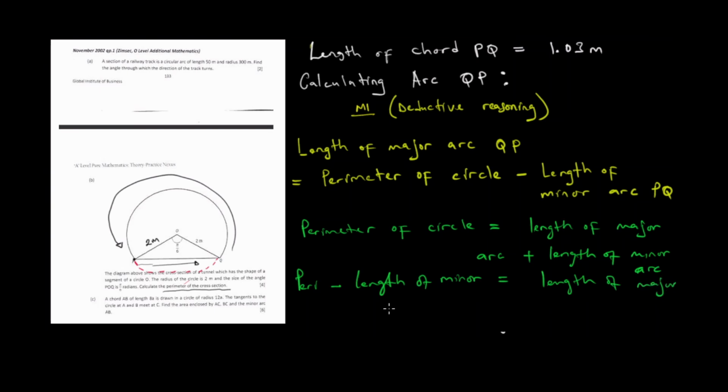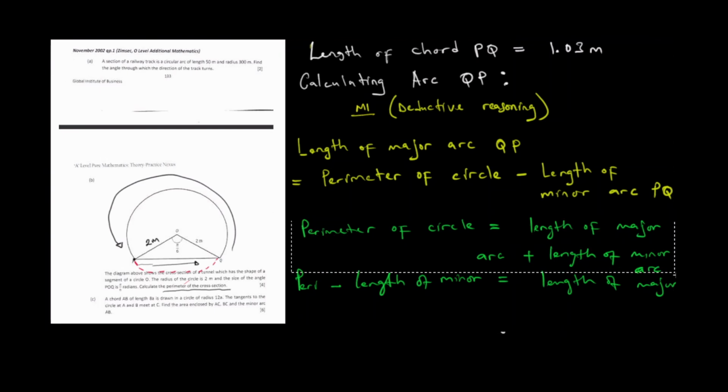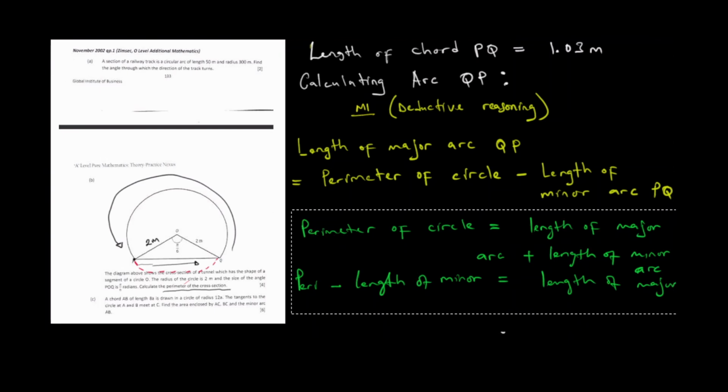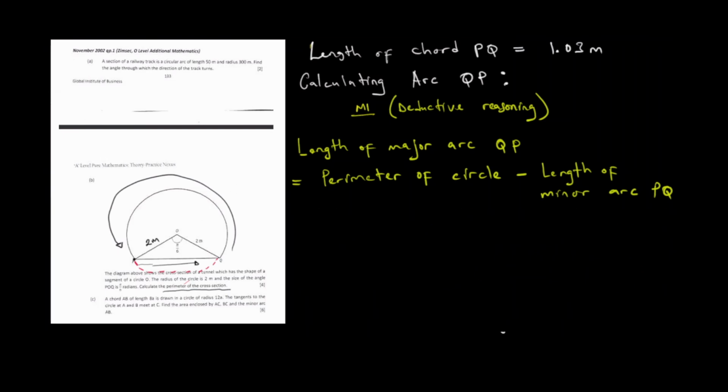You see? Some people start with a general statement, then solve the equation to get what they want. But I just do it directly: the length of the major arc QP should be equal to the perimeter of the circle subtracting the length of the minor arc PQ. So let us see how it comes out. Let us remove this small part and see.